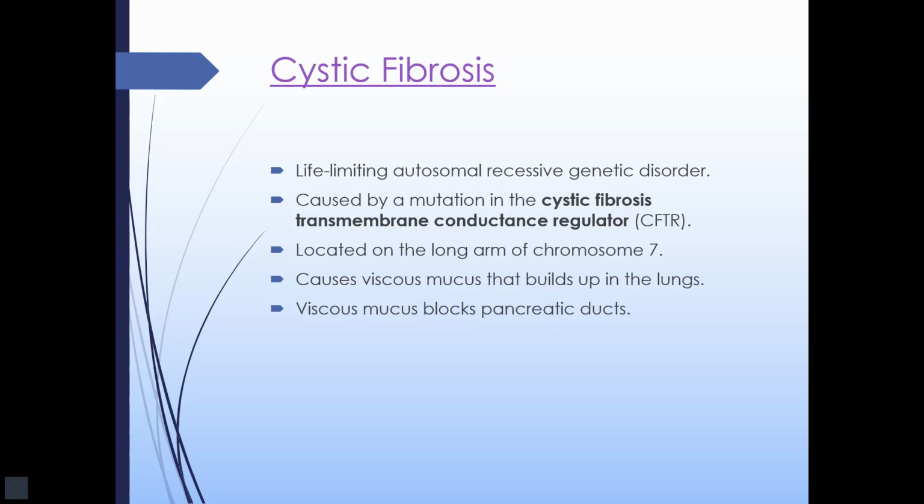The CFTR gene is located in the long arm of chromosome 7. Don't need to know that. And it results in viscous mucus that builds up in the lungs and other organs, such as the pancreatic ducts, as it lists here on the slide.